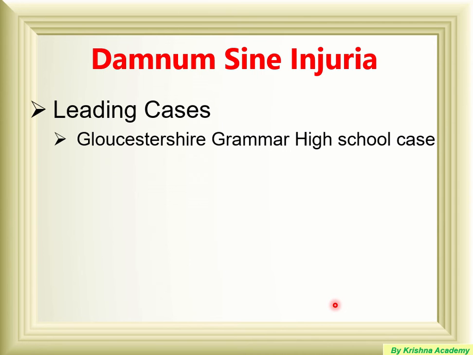But the first one is Gloucestershire Grammar School. This is one of the most leading cases of this doctrine, Damnum Sine Injuria. And this is what we discussed in the beginning. Gloucestershire Grammar School was initially established and running very well, but later on an opponent opened a similar school on the opposite side of the road and reduced fees, and because of all that, this school went to the verge of closure. And when the matter reached the court, the judgment was, since there is no violation of a legal right, no compensation or damages can be granted to the plaintiff, who was Gloucester Grammar School.